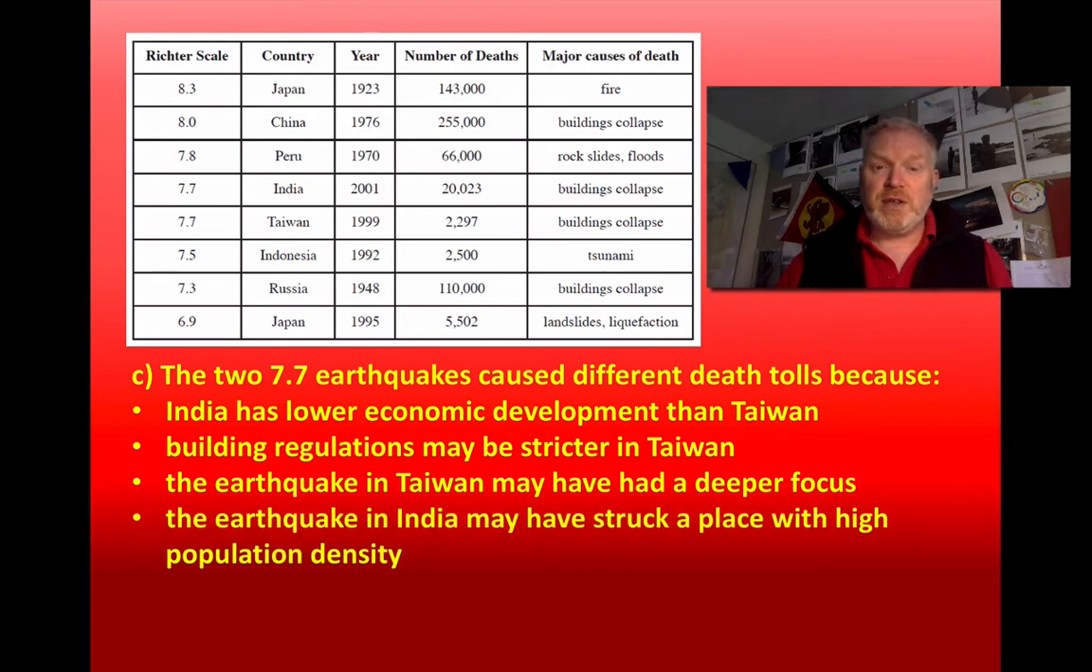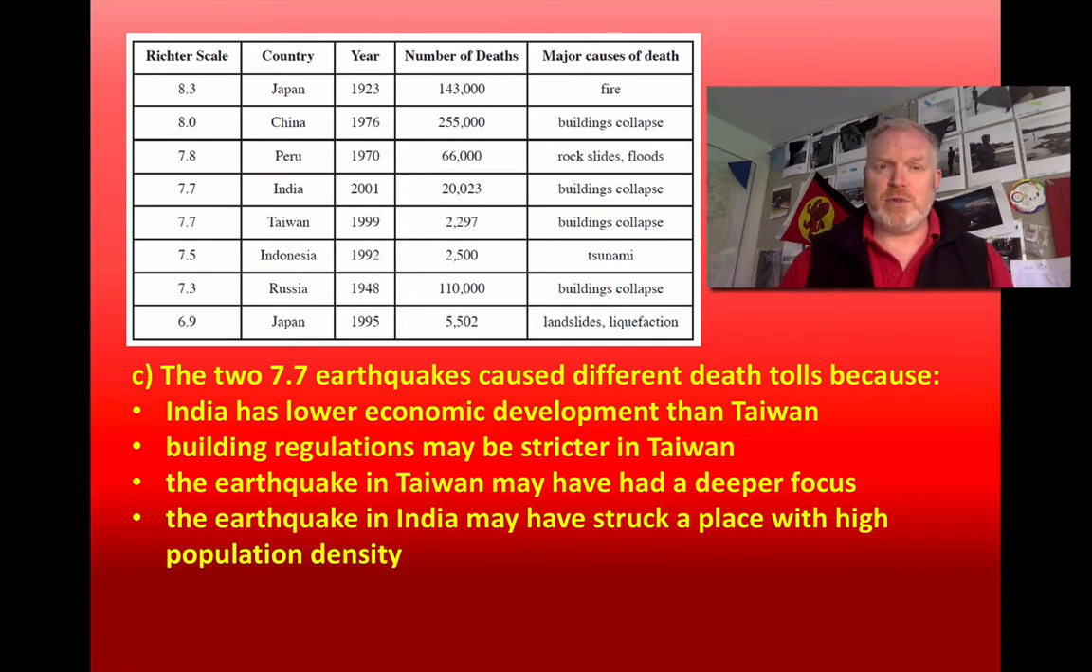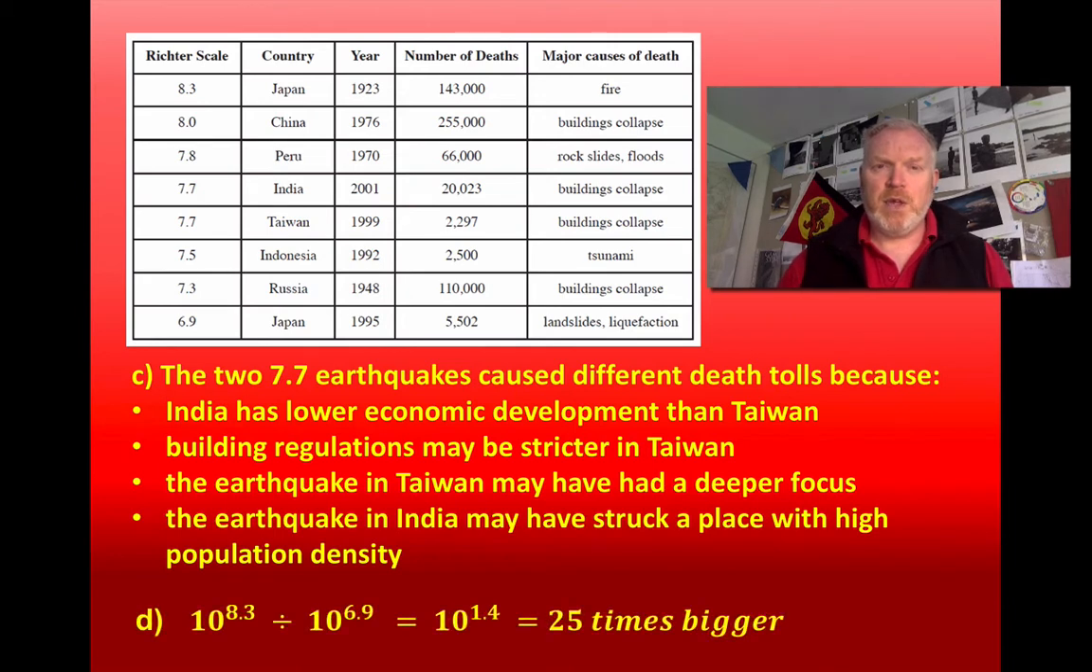Or it could be the geography. It could be the earthquake in Taiwan struck an area that wasn't that densely populated. The one in India was in a densely populated area. We can't tell from the data that we have, but these are some of the ideas that may have an influence. And finally, those of you that did the digging deeper activity, the two Japanese earthquakes that are listed here, the 1923 one was 25 times bigger than the one in 1995.